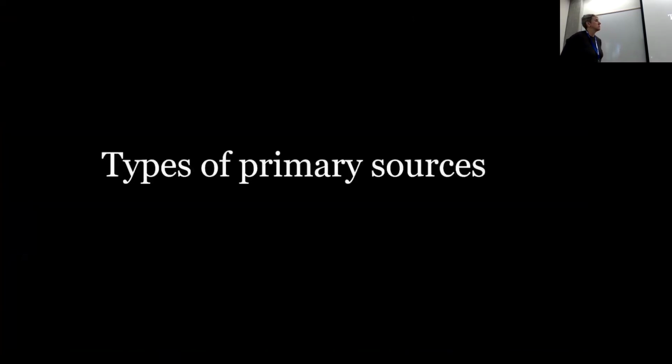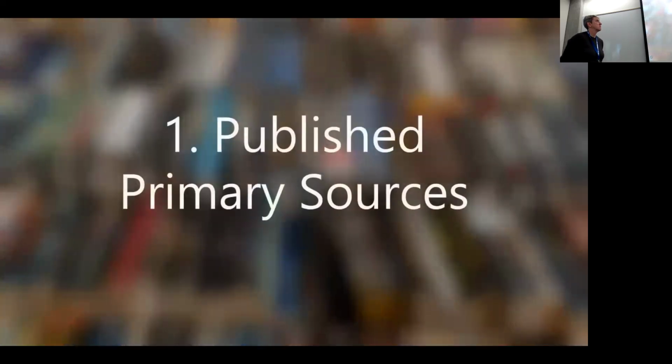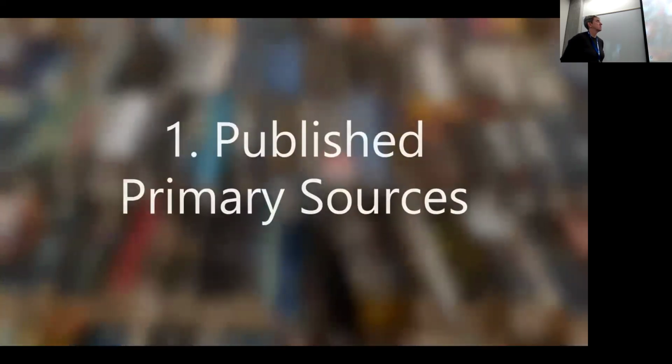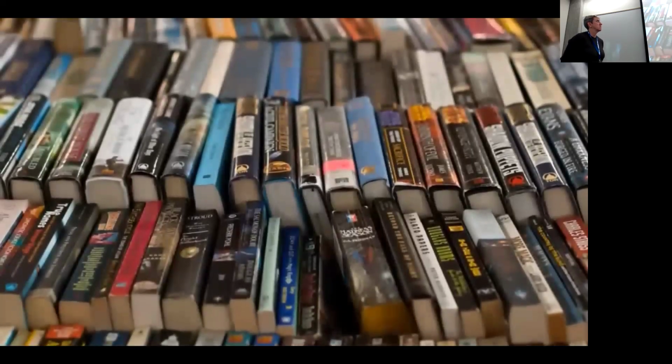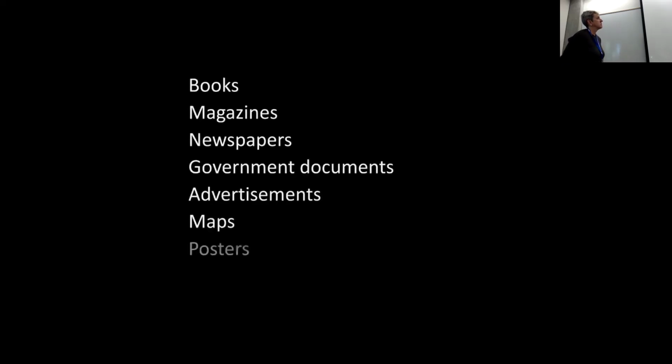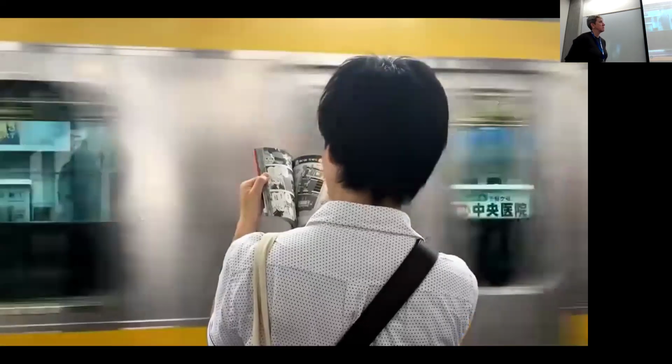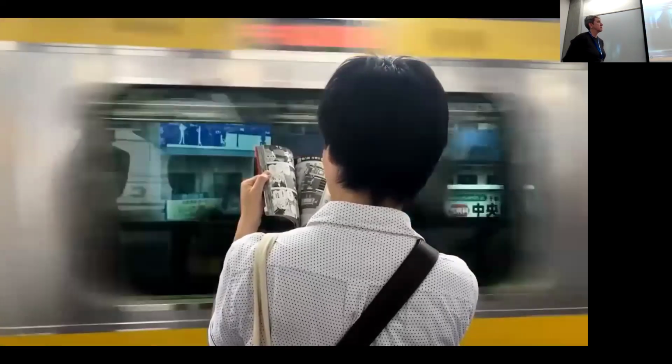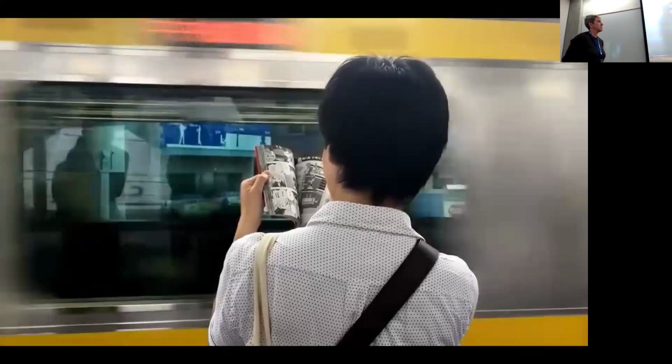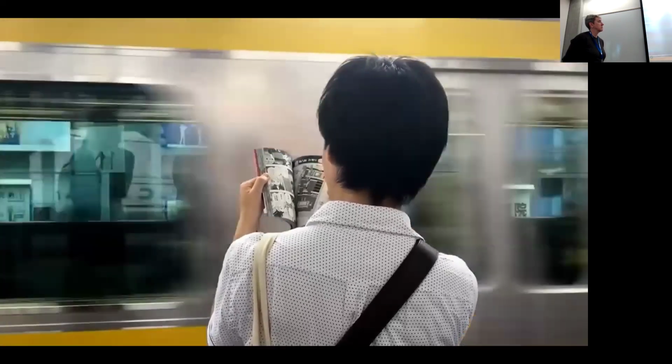There are some common types of primary sources that you will be looking at. The most common are published documents. These are written sources that were intentionally published to be read by other people. Examples of published documents include books, magazines, newspapers, government documents, advertisements, maps, posters, and legal documents. When reading published documents, please remember that just because they are published does not necessarily make them accurate or reliable.